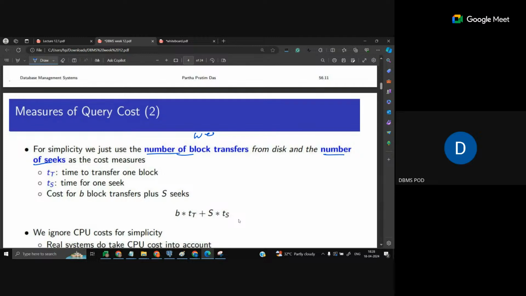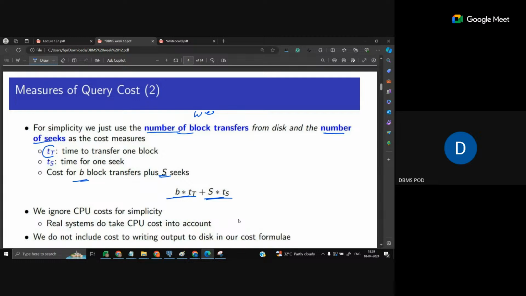So the cost for B block transfers and S seeks will be B into TT plus S into TS. If TT is the time to transfer one block and TS is the time for one seek, then the cost for B block transfers and S seeks is B × TT + S × TS. For simplicity, we will be ignoring all the other things. Is it clear what the query cost is?